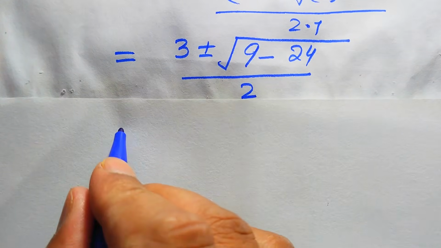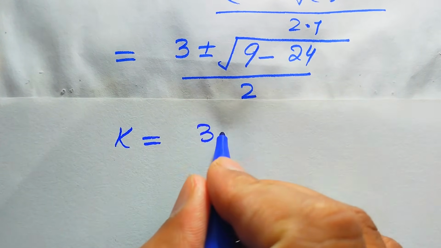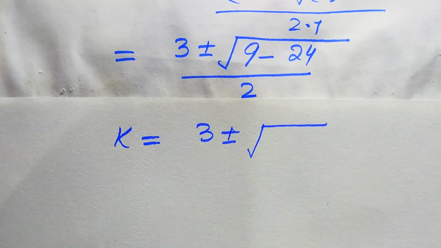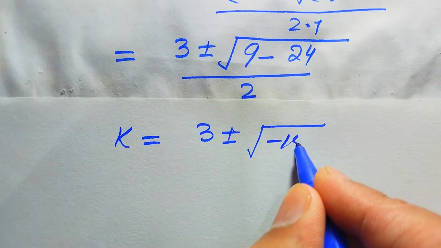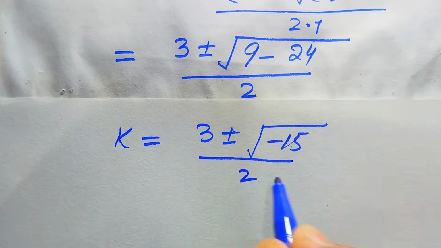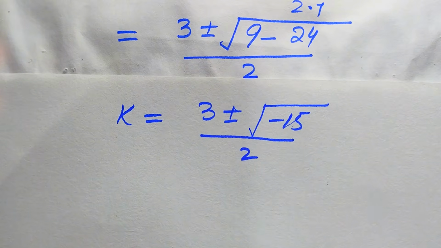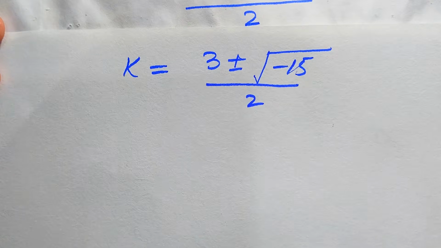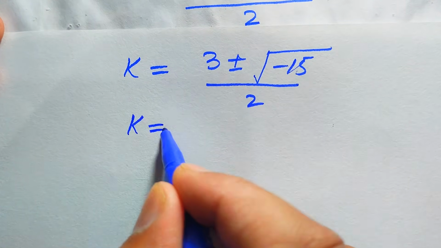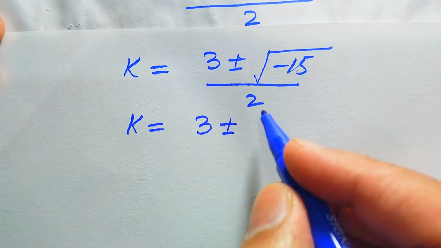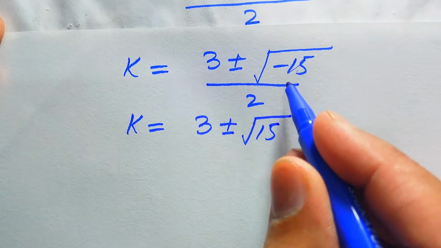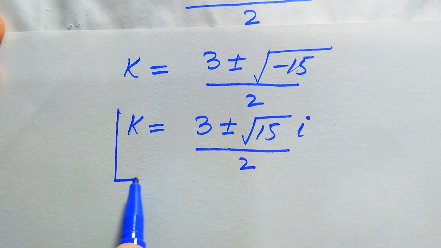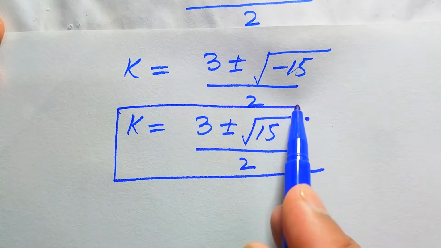Now in the next step we simplify further, and we get k equals 3 plus minus square root of 9 minus 24, which is minus 15, divided by 2. Here you see that a negative sign appears inside the square root. You know that when a negative sign appears inside the square root, it becomes iota. So we get 3 plus minus square root of 15 times iota, divided by 2. These are the other two complex roots of the given equation.